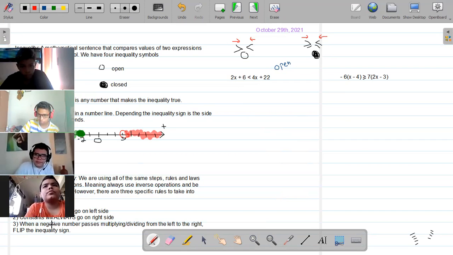Do we need to move something? We have to move. So we're going to move the 6x to the right, and it is positive. So how does it go?